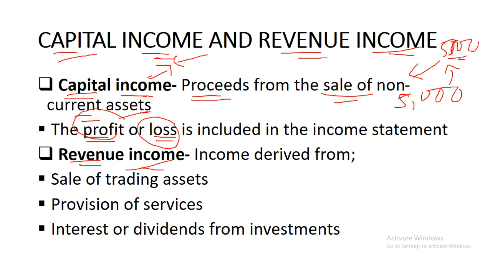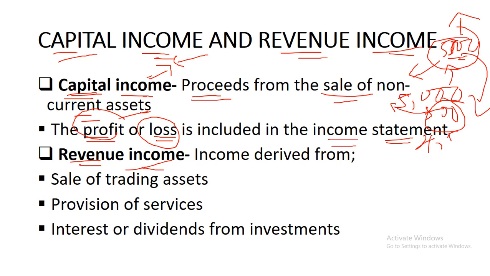5,500. So this excess 500 is what we call the profit on the disposal of a non-current asset. So this whole 5,500 is what we call the capital income, because this is the amount that's earned from selling this non-current asset. And this 500, that's the profit, and the profit is what we recognize as income in the statement of profit or loss. But if it was less, maybe the asset was sold for 4,500, then that 500 is a loss. That loss is also recognized in the statement of profit or loss.